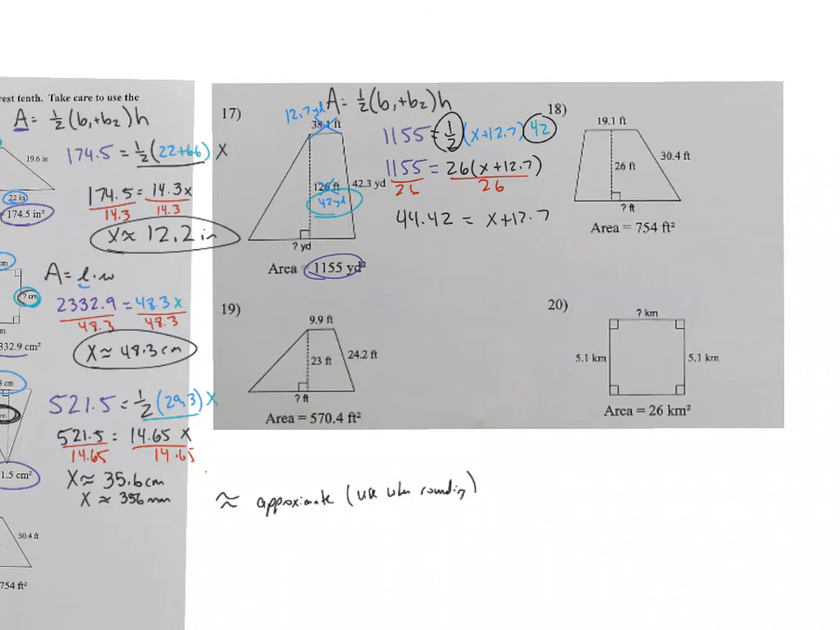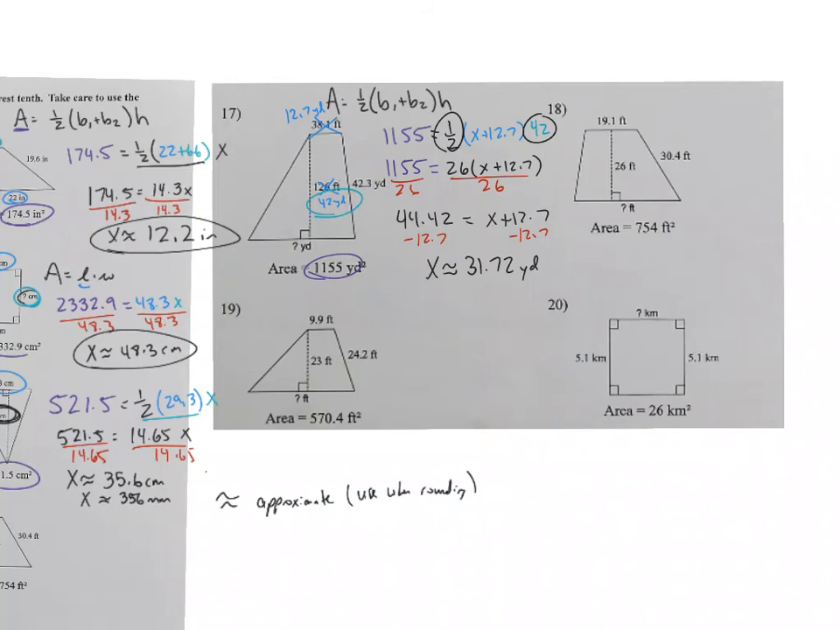Now to get rid of the addition, I have to subtract 12.7 from both sides. So now I have x equals, and where it's not equals, I lied, it's approximately 44.42 minus 12.7. It's going to be about 31.72 yards. So that's why it's really important to pay attention to the labels. The key word is show your work with labels.